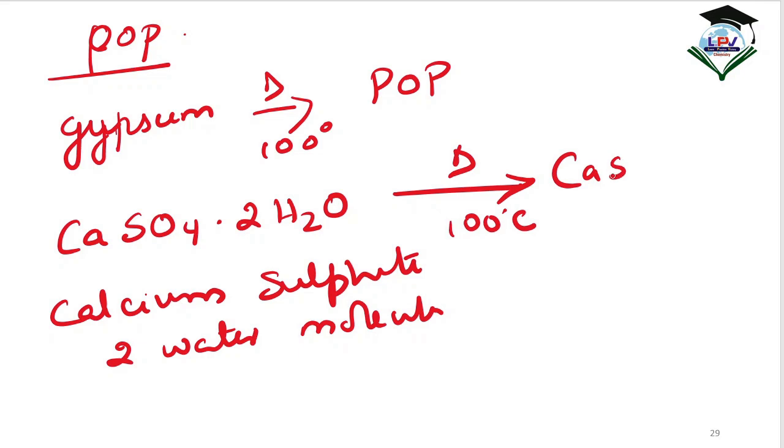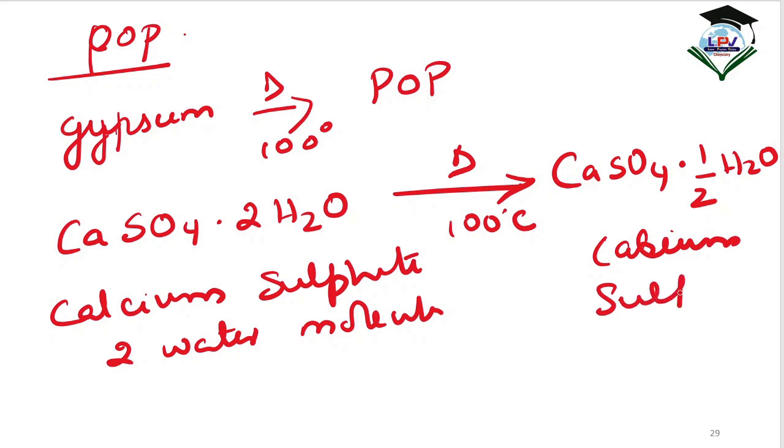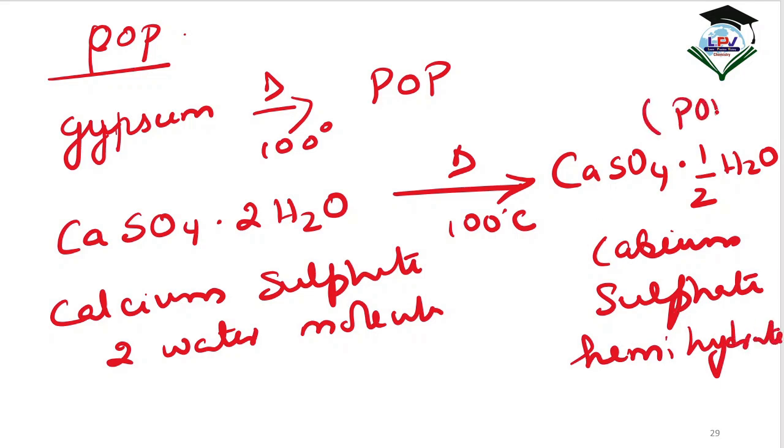it gives calcium sulfate where the water becomes 1/2 H2O. Hence, it gets the name calcium sulfate hemihydrate. This is called plaster of Paris or POP.